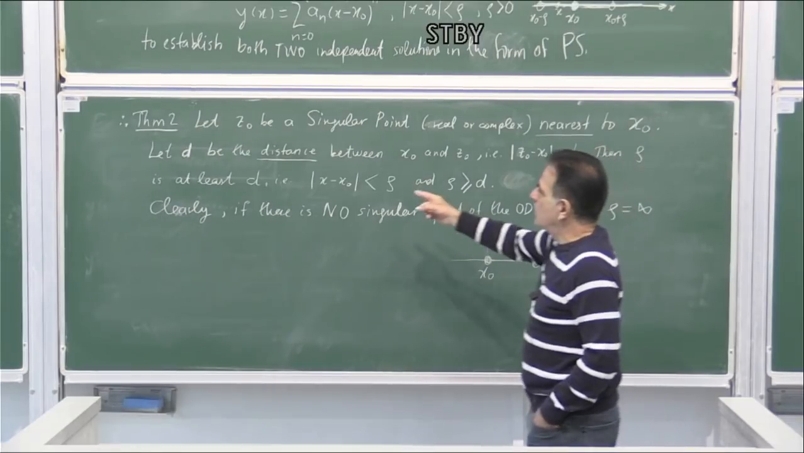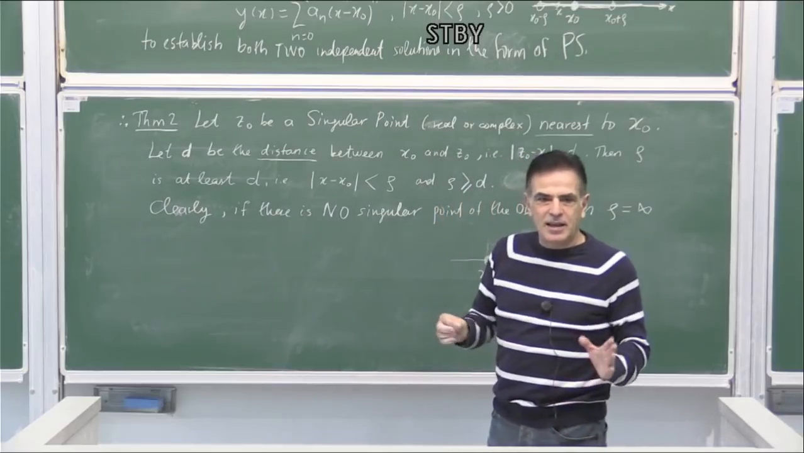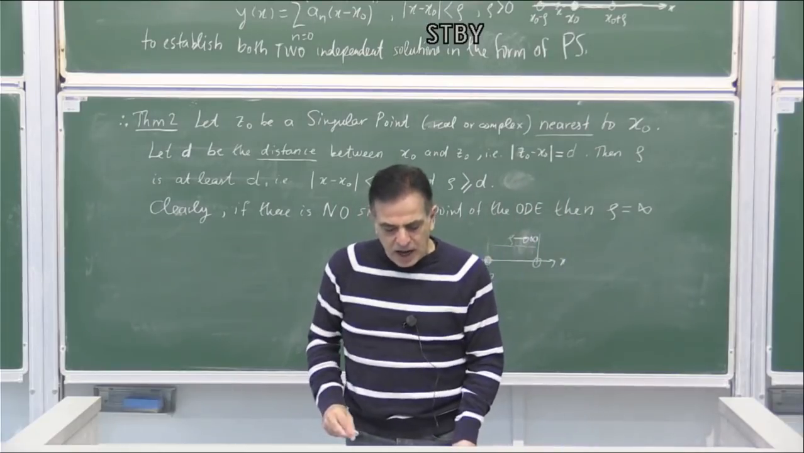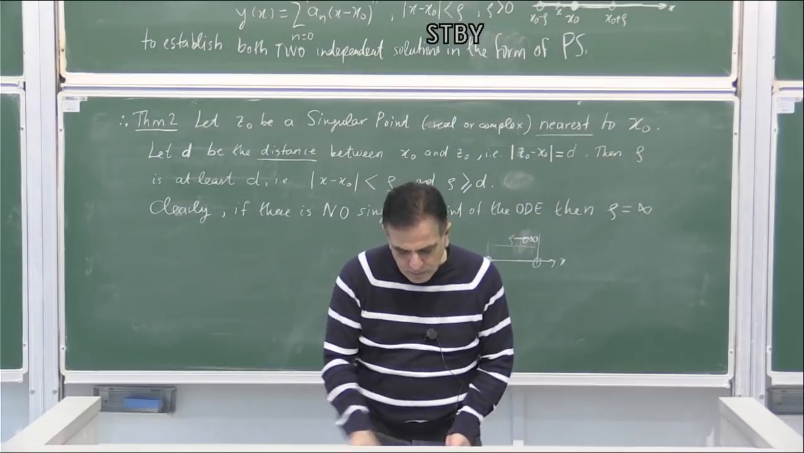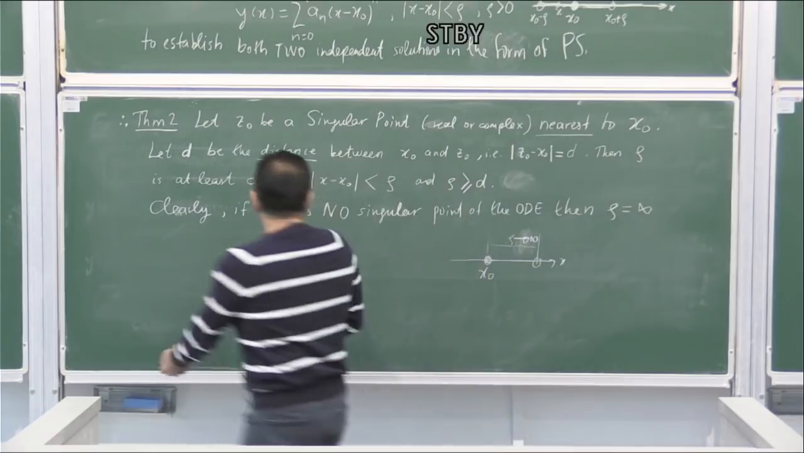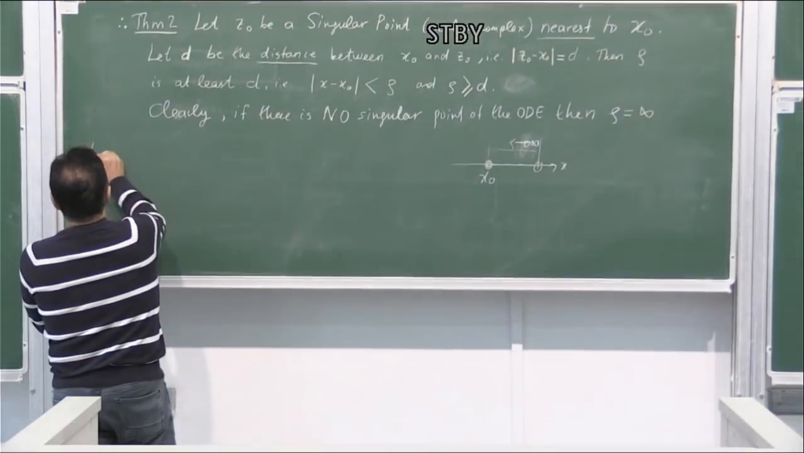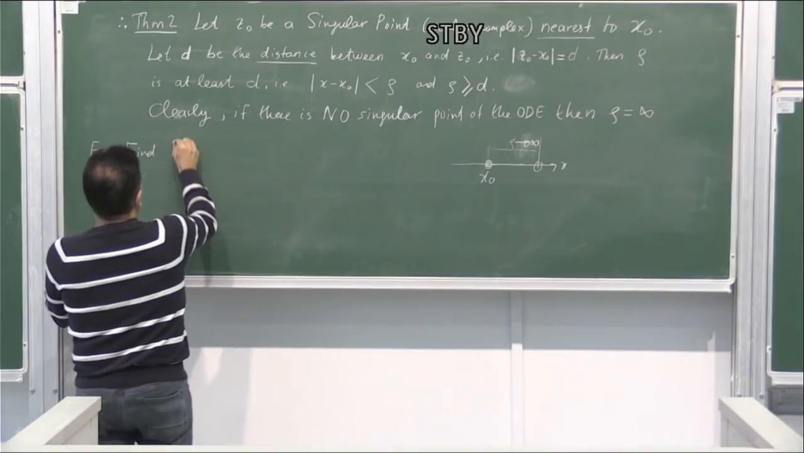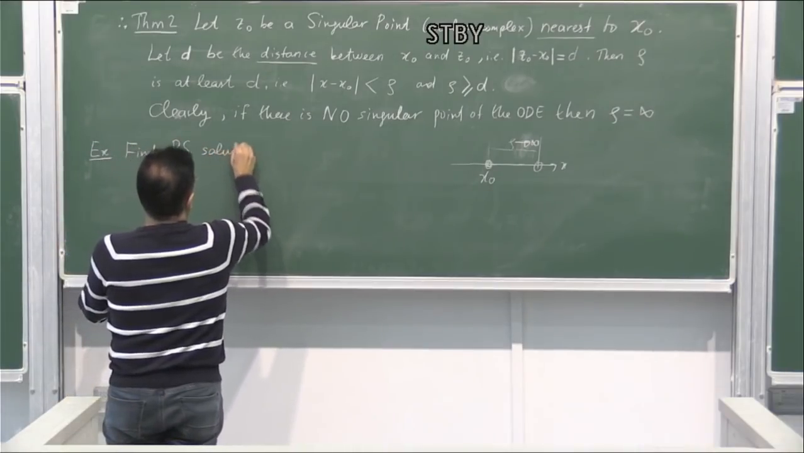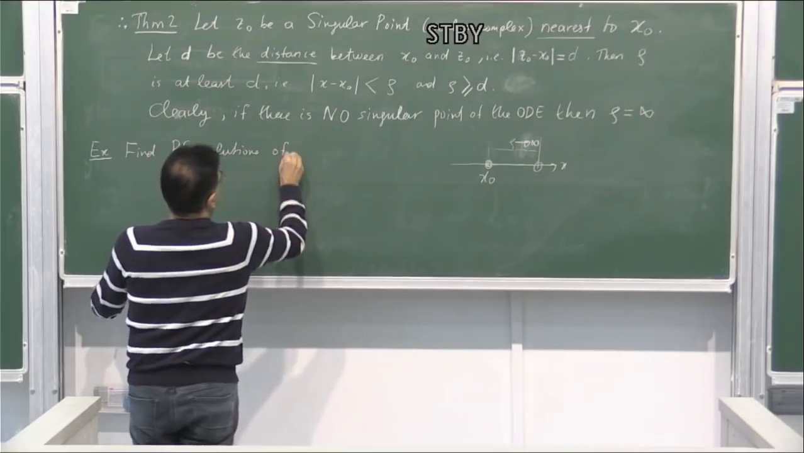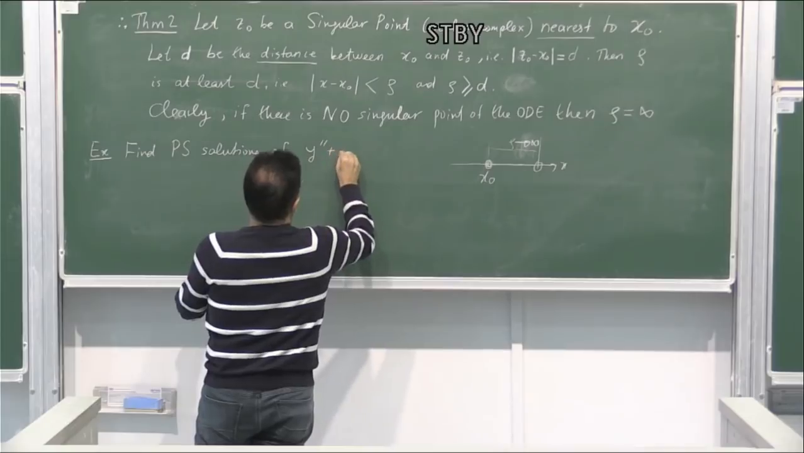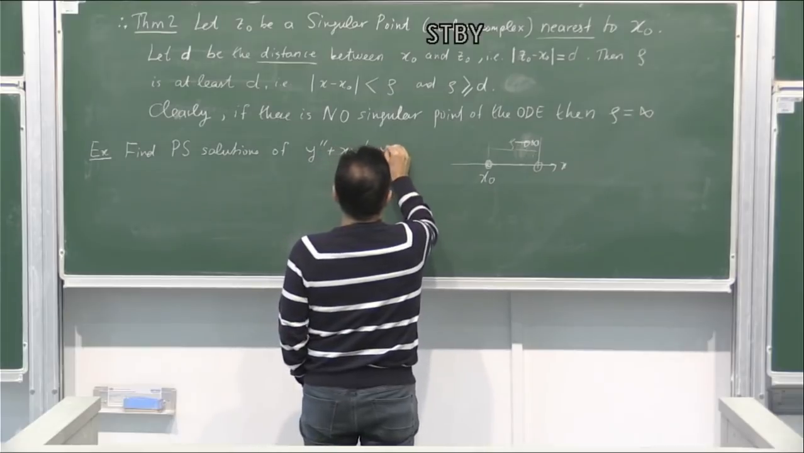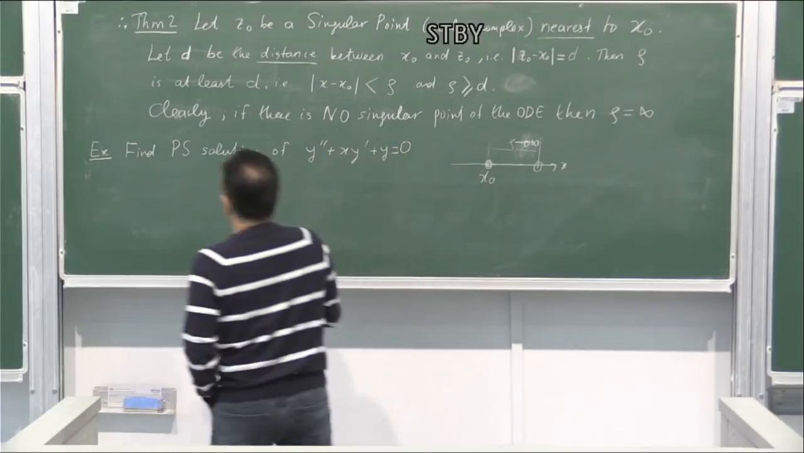Okay, so a power series solution in that case converges for all x. Okay, so let us consider now a non-trivial example. Here is a non-trivial example. Find power series solutions of this equation, y double prime plus x y prime plus y equal to 0. Okay?